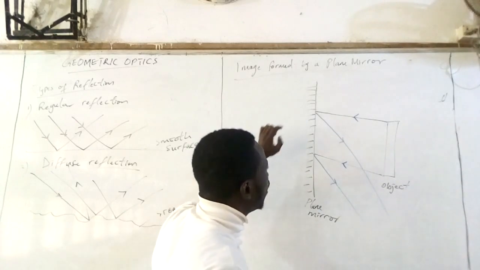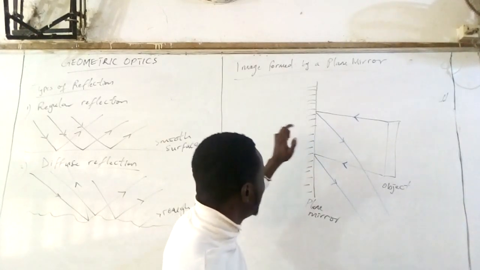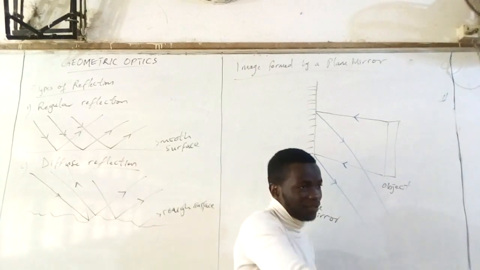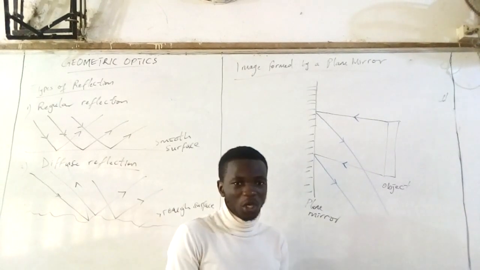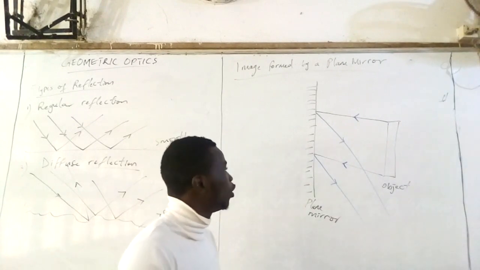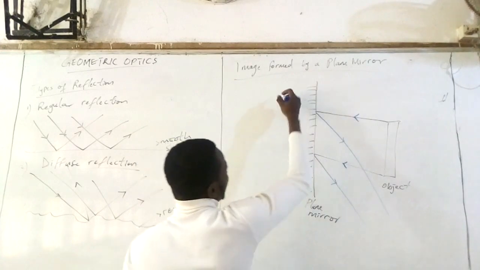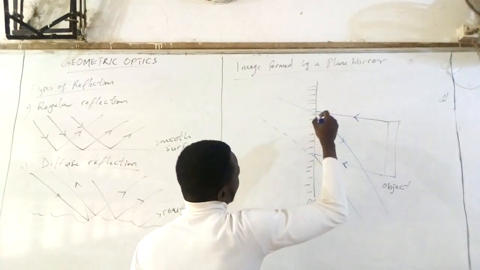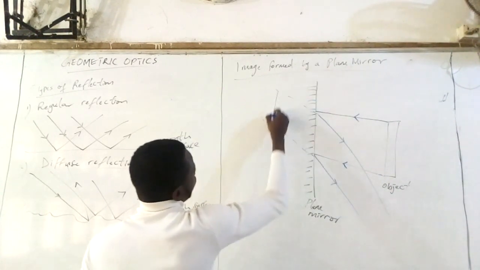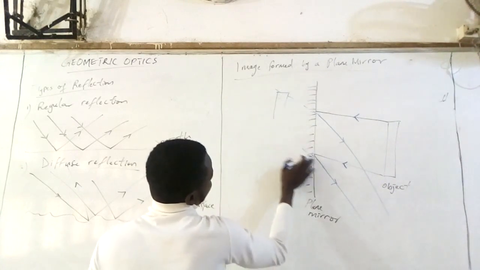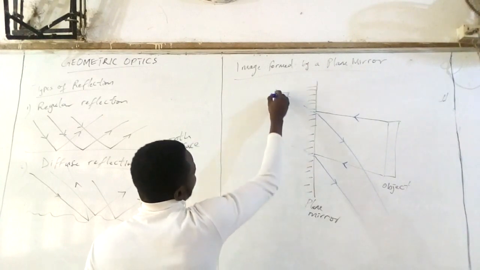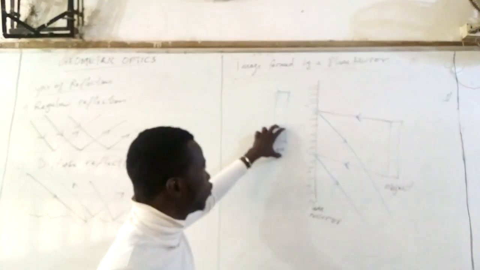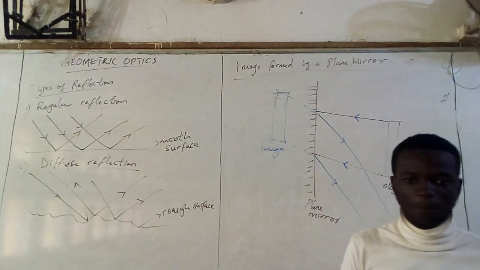But the image will be formed at the back of the mirror, not actually at the back of the mirror. If you look at your mirror, you are going to see that there will be a particular distance from the surface of the mirror that moves inward. We call that the back of the mirror. So the image will typically be formed this way, at this point, at the back of the mirror. So the image is drawn this way.